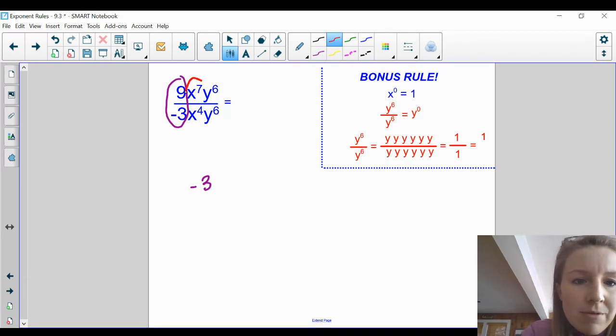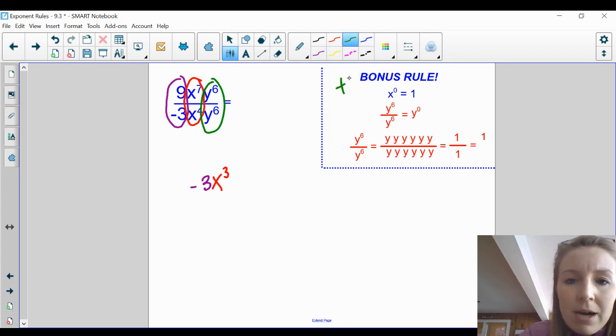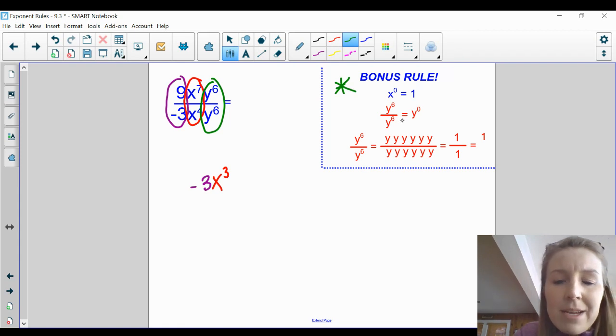Then I'm going to simplify my x to the 7th and my x to the 4th. So when I divide those, I'm going to subtract 7 and 4, so I'm going to end up with x cubed. And then what's happening right here is actually another kind of bonus rule you'll see in this box, is that y to the 6 divided by y to the 6 essentially becomes y to the 0, right? Because 6 minus 6 is 0, which also is the same thing as just the number 1.